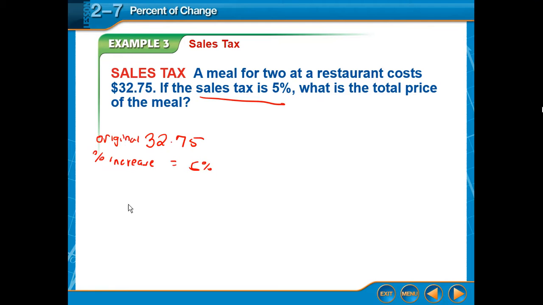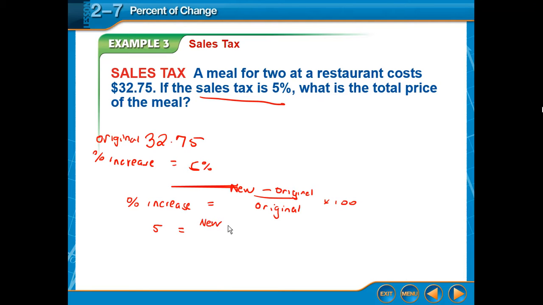So we're going to put all of this into our formula. So our percent increase is equal to, we can think of it as the new price minus the original, over the original, times 100. Okay, so we can say that this is going to be 5 equals the new price. I don't know what it is. That's what we're trying to find. And our original is $32.75, times 100. Okay, so first dividing by 100, I get 0.05 equals, we'll call our new x, minus 32.75 over 32.75. So in order to do this, I'm going to solve for x by first multiplying both sides by 32.75.